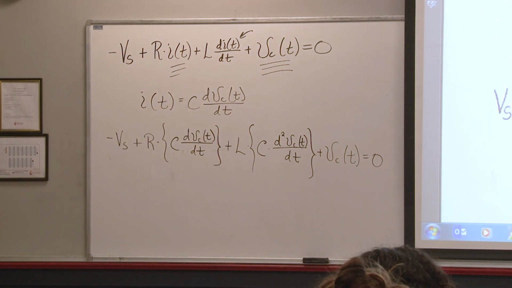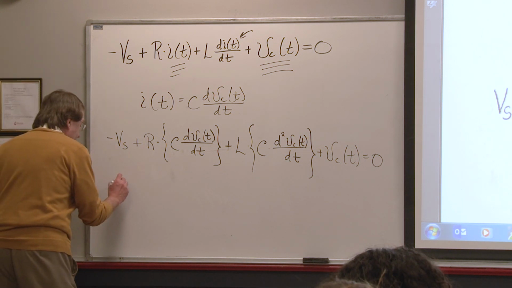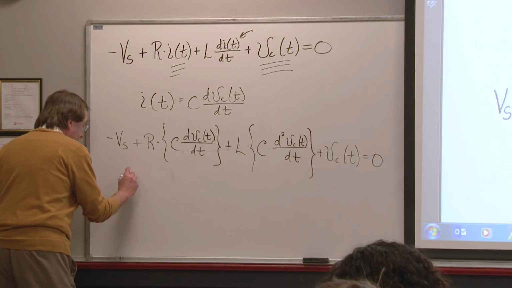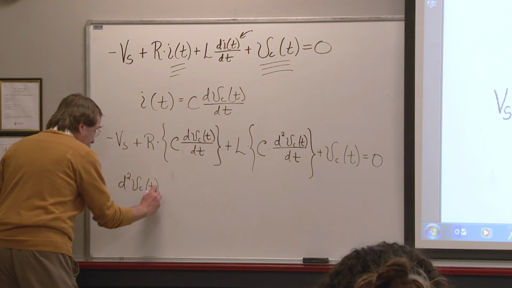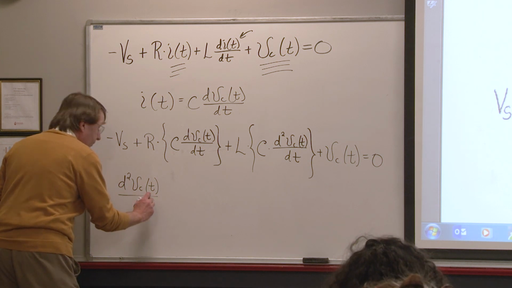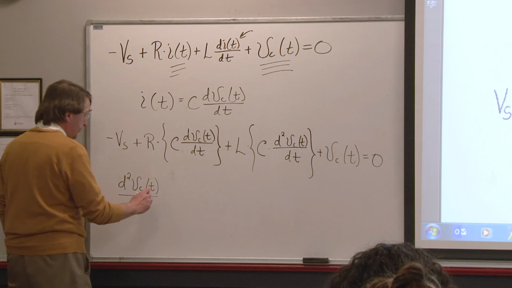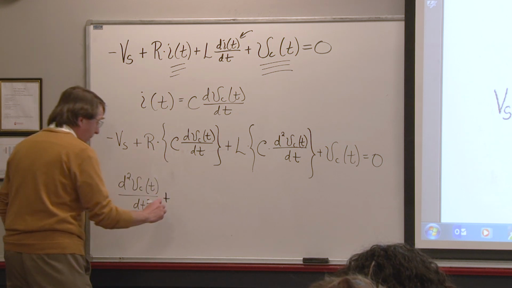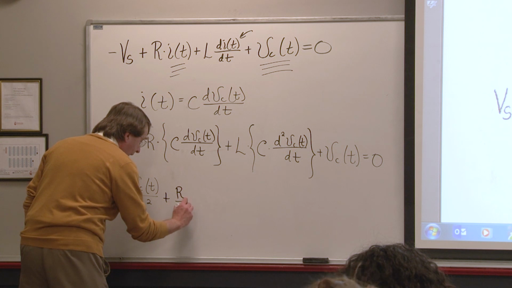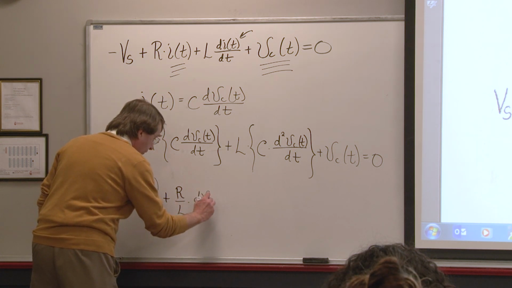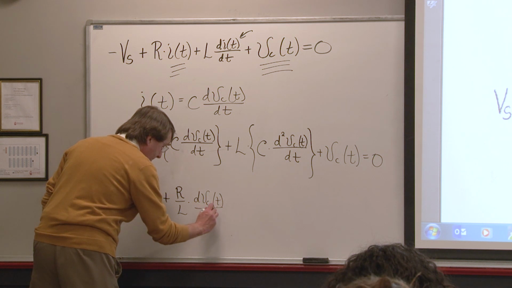Now, Tara, I am reminded of your comment from before. I want to get this into standard form, with a 1 in front of the second derivative. So rewriting this, I get the second derivative of V sub C of t, dividing by LC, plus RC divided by LC is R over L times the derivative of V sub C of t.